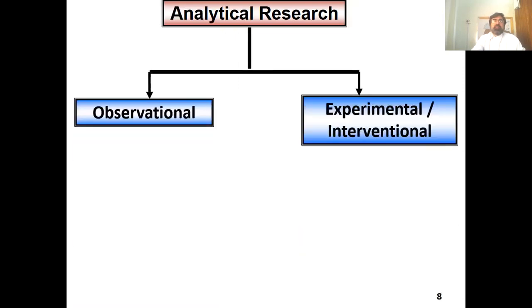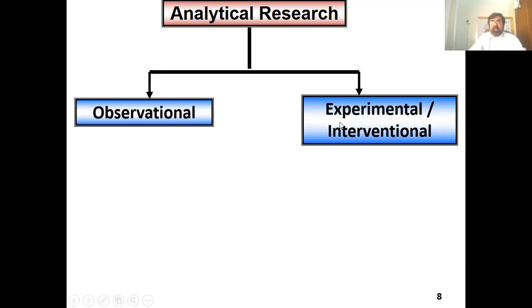The second type is analytical research. Analytical research is a type of study where you need to test the hypothesis that you have already formulated in the cross-sectional studies. It is further divided into observational and experimental studies. Experimental studies are also called interventional studies. Observational studies are those studies where you don't need to do any kind of intervention.